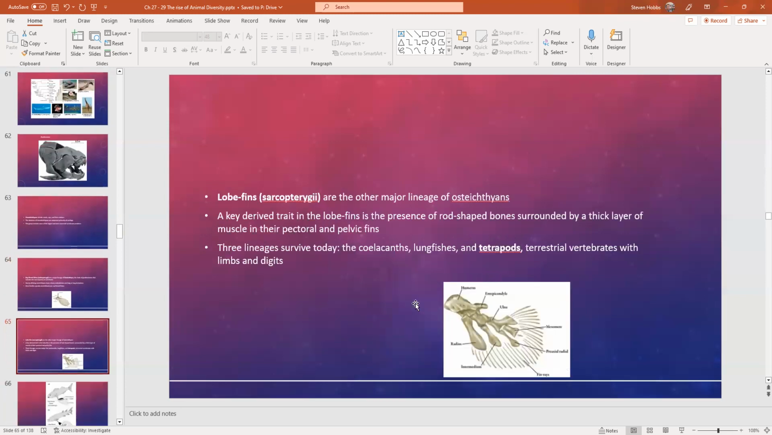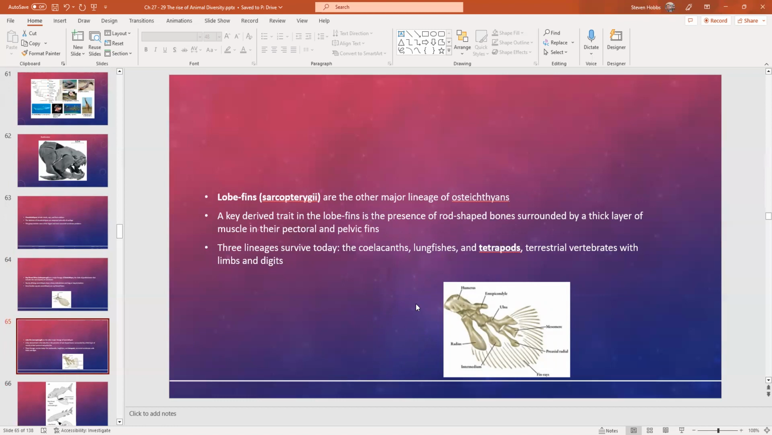The lobe-finned fish are the Sarcopterygii. So these are the other major lineages of the osteichthyans. Again, they have a bony endoskeleton, but rather than having just these rays coming out, we start seeing more defined bones. The bones are rod-shaped and extend out from the body. It provides a very thick layer of muscles for their pectoral and pelvic fins. That means they're going to allow for a better range of locomotion.